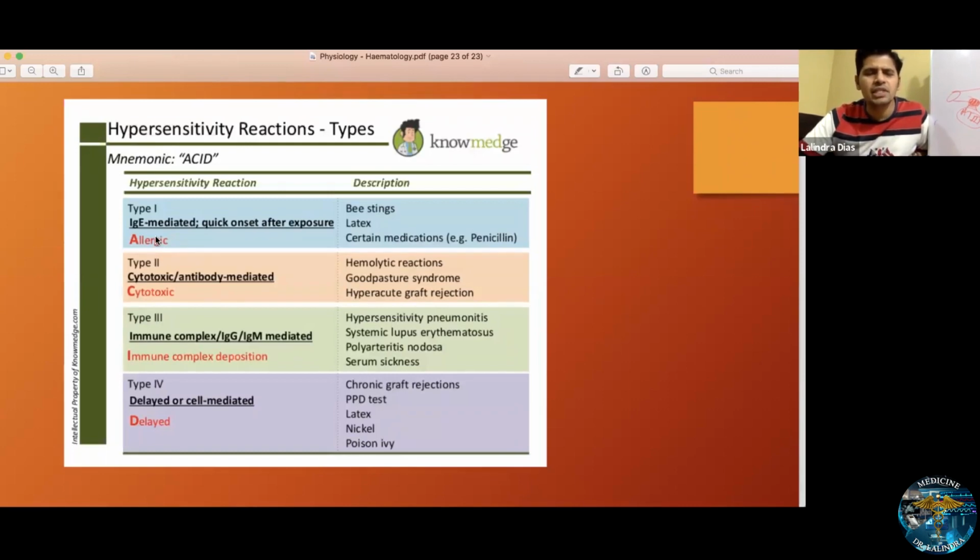So type 3 hypersensitivity reaction is where you get a serum sickness like episode. Here it's mentioned serum sickness like episode, and also various chronic rheumatological diseases like SLE. Serum sickness I told you, and then polyarteritis nodosa, and also hypersensitivity pneumonitis. So those are the type 3 hypersensitivity reactions: hypersensitivity pneumonitis, SLE and polyarteritis nodosa.